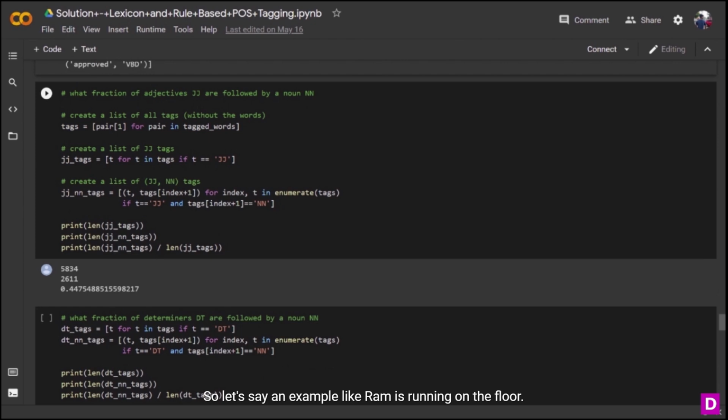So let's say an example like, Ram is running on the floor. We got to know that Ram is running on the floor only after we understand the relationship between each and every word within the given sentence, and how each word is related to one another to make that complete sentence grammatically correct, right? So we will try to explore such general relationships that exist in any type of sentence, in this hands-on session.